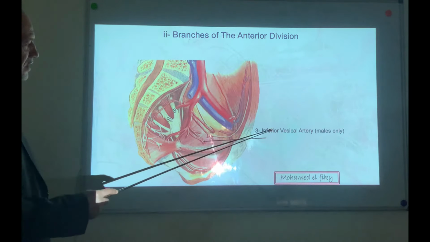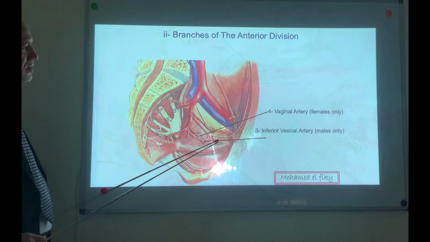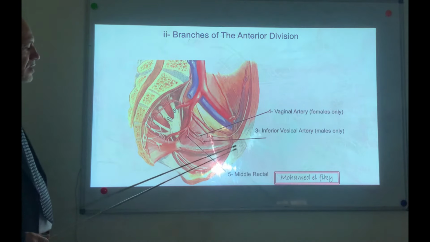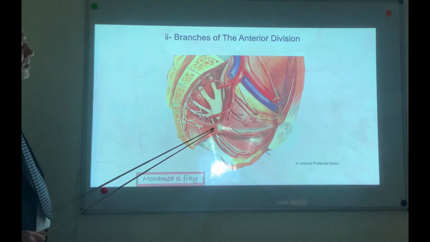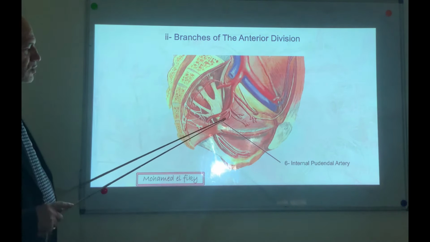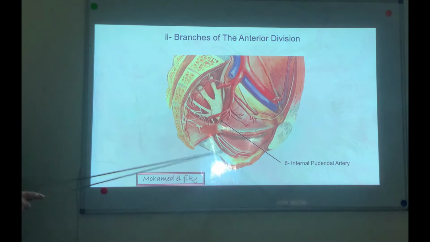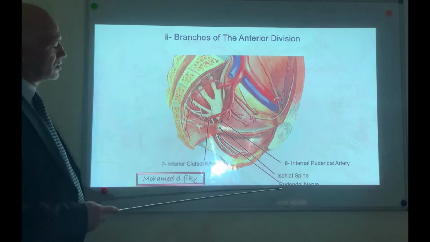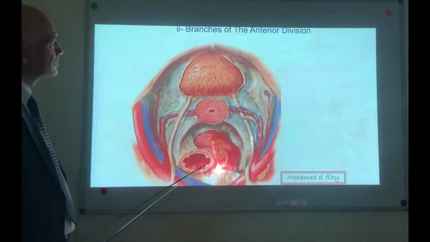Then the inferior vesical artery in male only, to the bladder and prostate, is replaced in female by the vaginal artery. The middle rectal artery supplies the rectum. The internal pudendal artery comes out to the gluteal region, then enters the perineum. The inferior gluteal artery comes out from the anterior division.